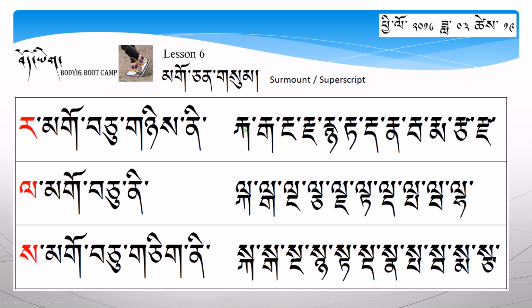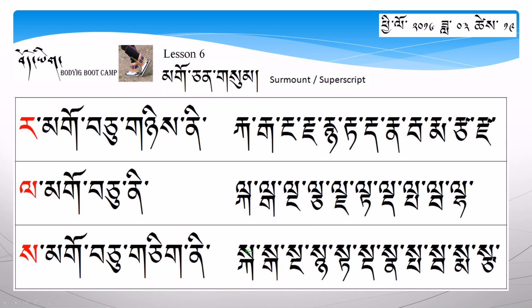So it's rakata ka, rakata ga, rangata nga, rachata ja, ranyata nya, ratata ta, ratata da, ranata na, raphata ba, ramata ma, ratata za, right? Now with the surmount letter la: lakata ka, lakata ga, langata nga, lachata ja, latata ta, latata da, lapata pa, lapata ba, lahata la.